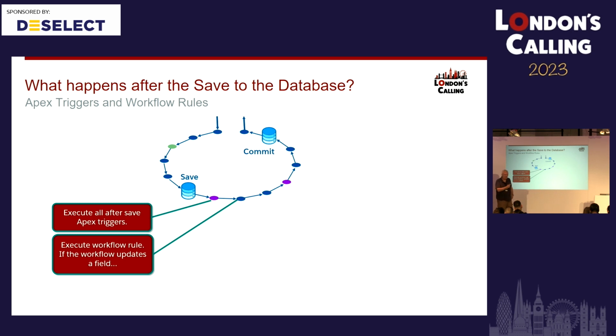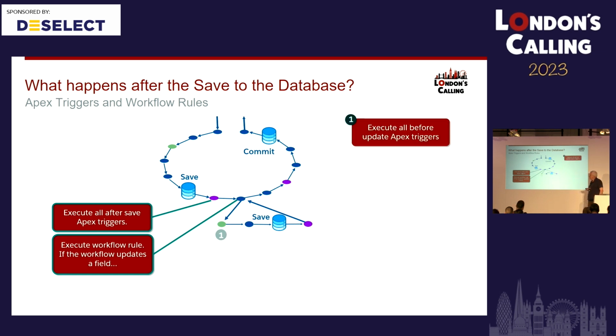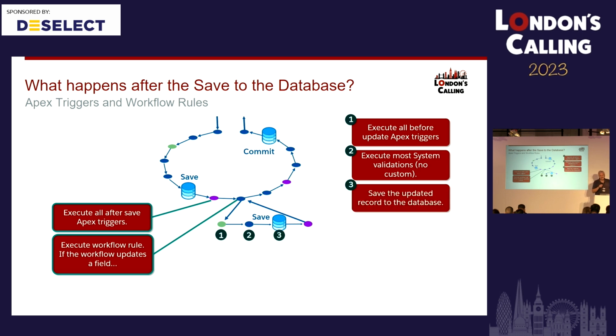Now, if that workflow rule updates a field on this record, and that value actually changes, and this is what most people were using workflow rules for, you get this happening, okay? You would get any before update Apex triggers running again. You would get system validation again, no custom validation. We'd save the record again, and then we will get any after update Apex triggers running again.